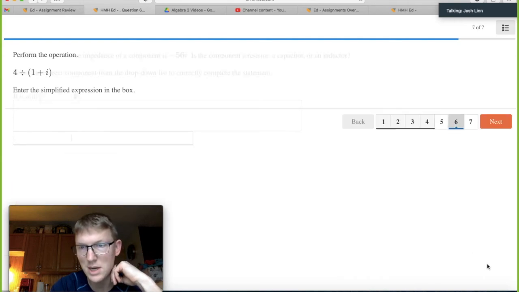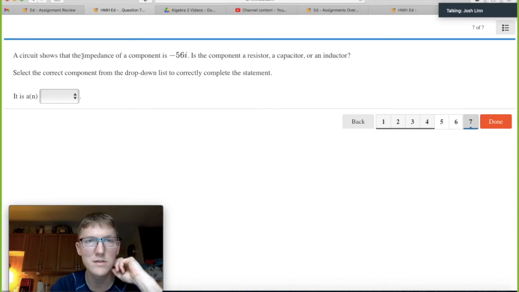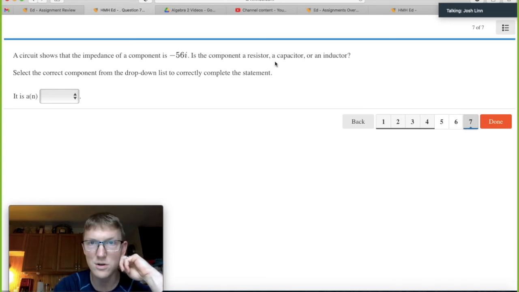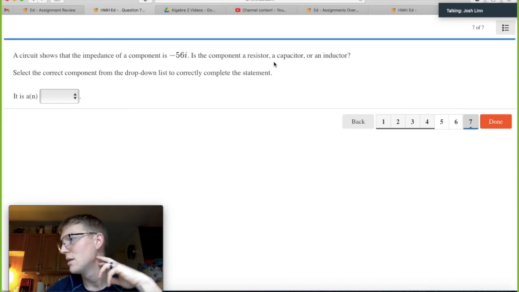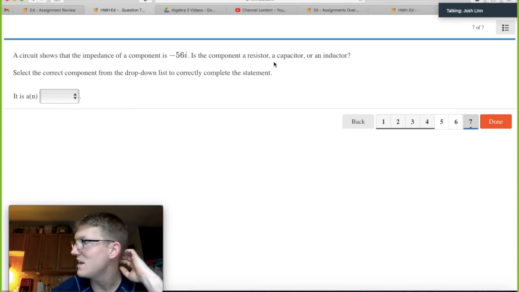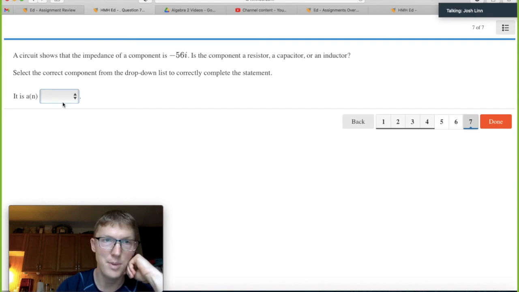Okay, last but not least. A circuit shows that the impedance of a component is negative 56i. Is the component a resistor, a capacitor, or an inductor? That's cool because you totally have that chart memorized, right? So I'm looking at it off screen. Remember, a resistor is a real number, an inductor is a positive imaginary number, and a capacitor is a negative imaginary number. So which one we got? Hopefully you see that it is a negative number. So therefore it would be a capacitor.